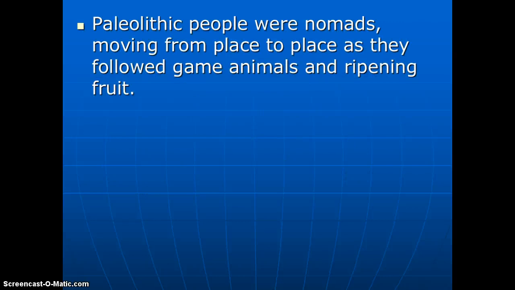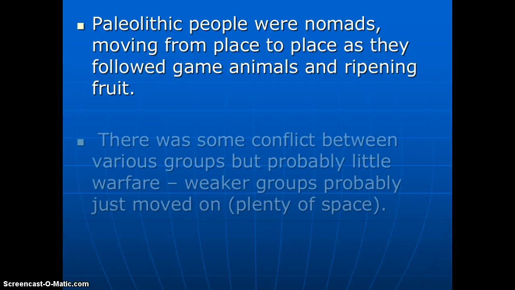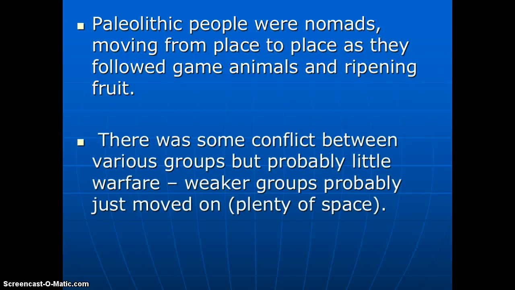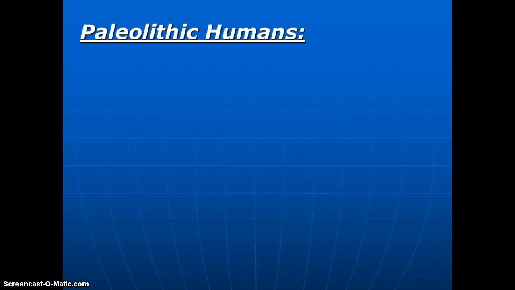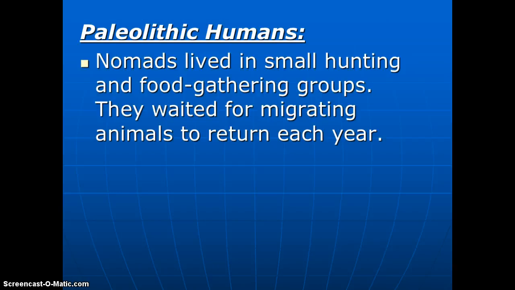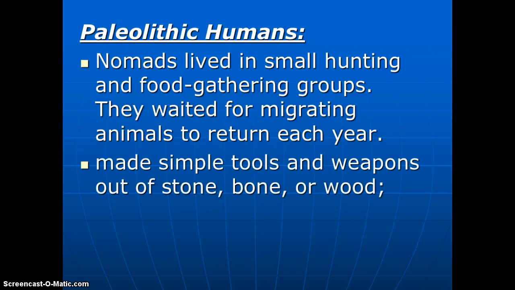Paleolithic people, of course, were nomads. They had to go where the food was, so they followed game animals, and they also followed ripening fruit. There was probably very little conflict between groups because there was so much space, and so the weaker groups were able to move on instead of go into confrontation. So let's review. Paleolithic humans lived in small hunting and gathering groups. They waited for migrating animals each year.